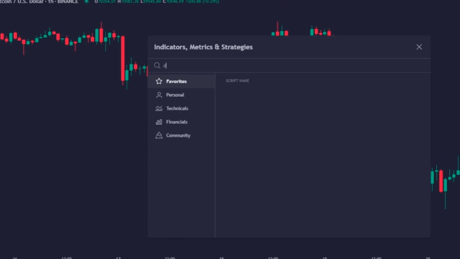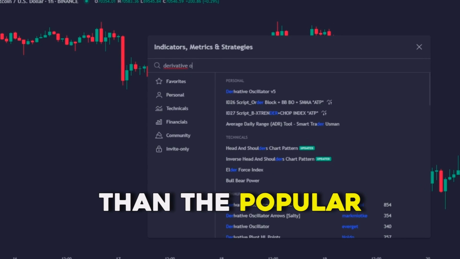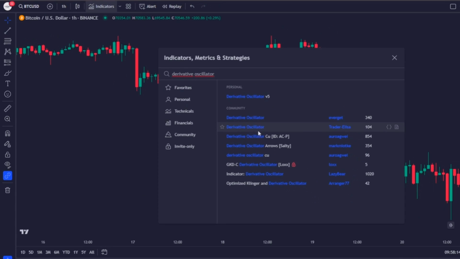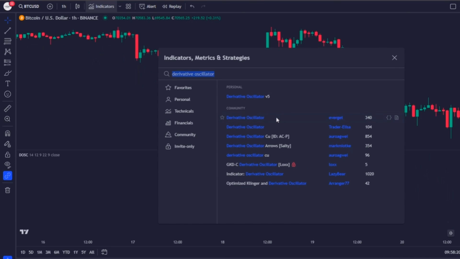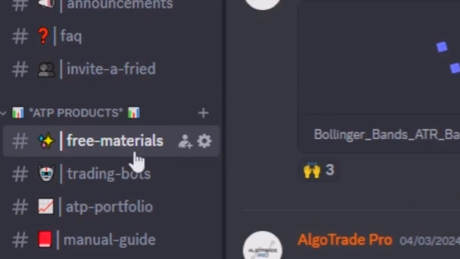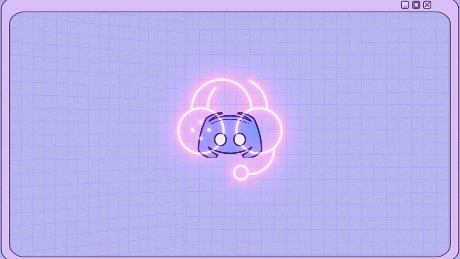So, this new indicator, which is more accurate than the popular MACD, is called Derivative Oscillator. On the TradingView, you can find some versions of it, but the one that I will use is this one provided by Everget. In addition, you can also get the code of my version by going to the free materials channel for my free Discord community.